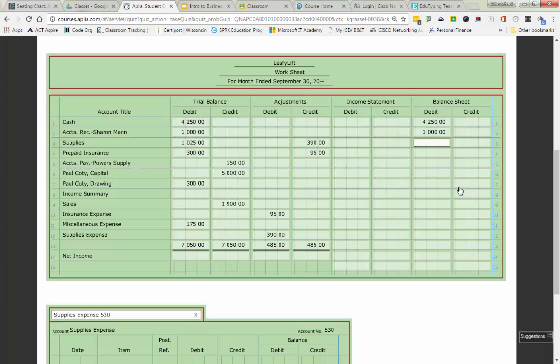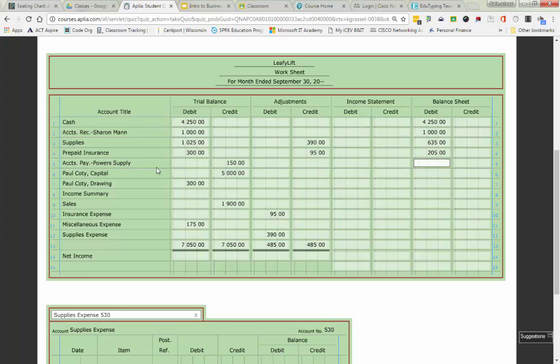635 as our debit or as a credit? Okay. Thank you. Now we're going to do exactly the same thing for prepaid insurance. Kendra, what are we going to do for that one? What is our balance going to be, as a debit or credit? Okay, so I would agree. 205 for our prepaid insurance, because we started with 300, we used up 95.